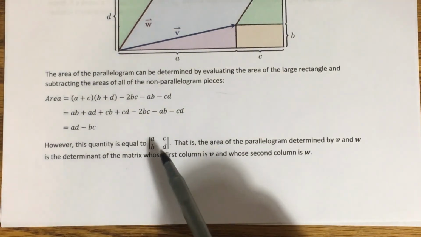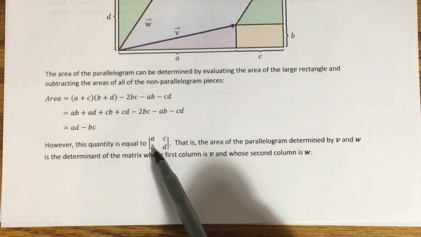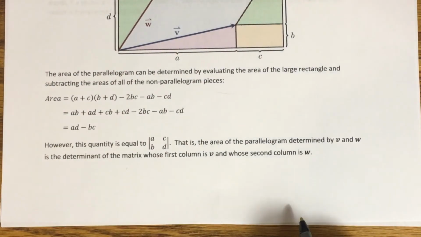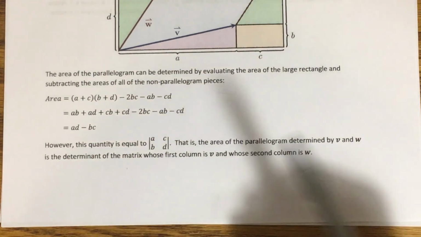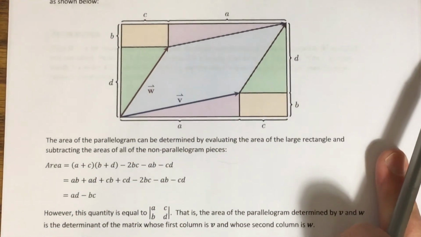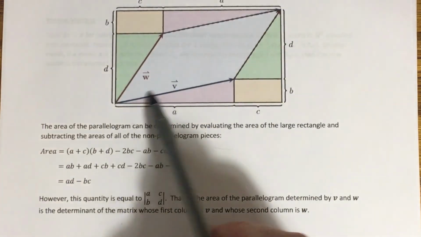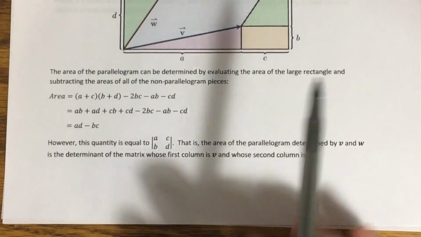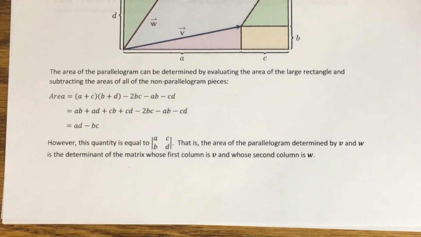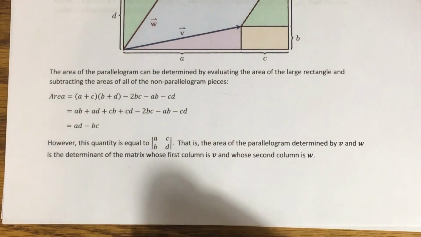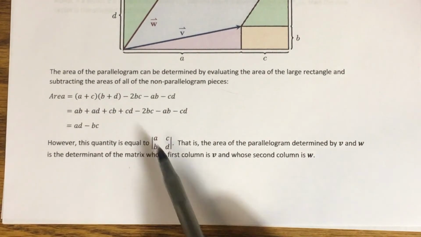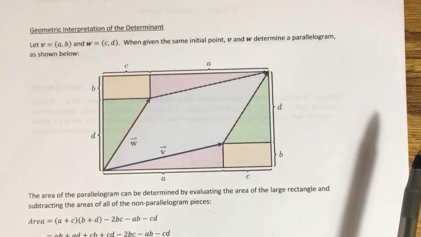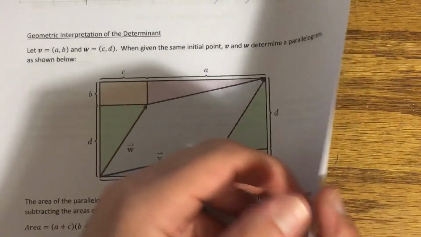The reason for that is because if you look at this matrix, A B is exactly the components of my vector V, and C D is the components of my vector W. So what that's showing is that at least in this case up here, if I take my vector V and my vector W and form a matrix by making them columns of that matrix, V first followed by W, then the determinant of that matrix will give me the area of this parallelogram. Interesting, right?